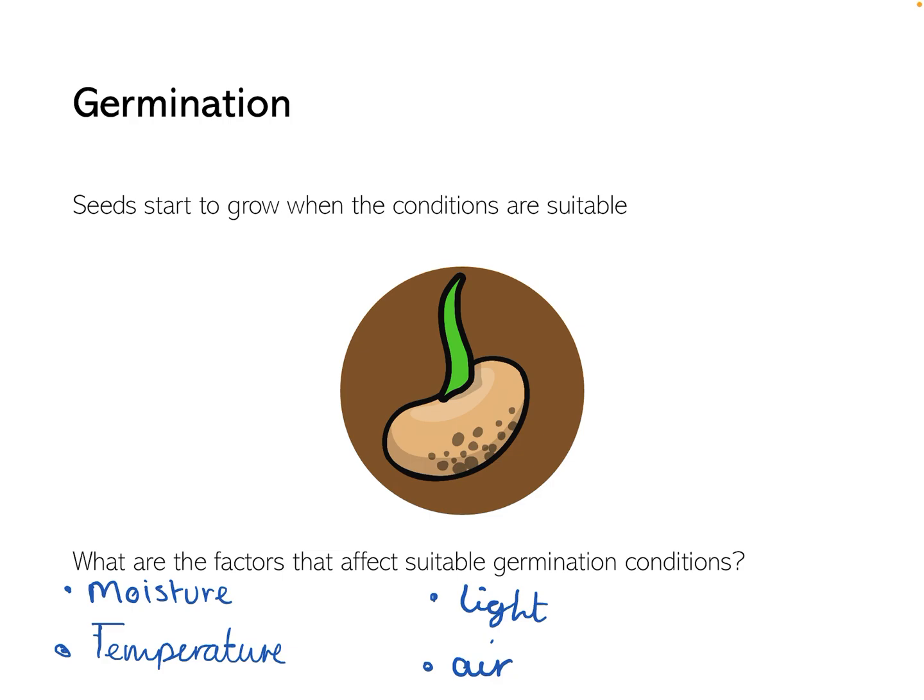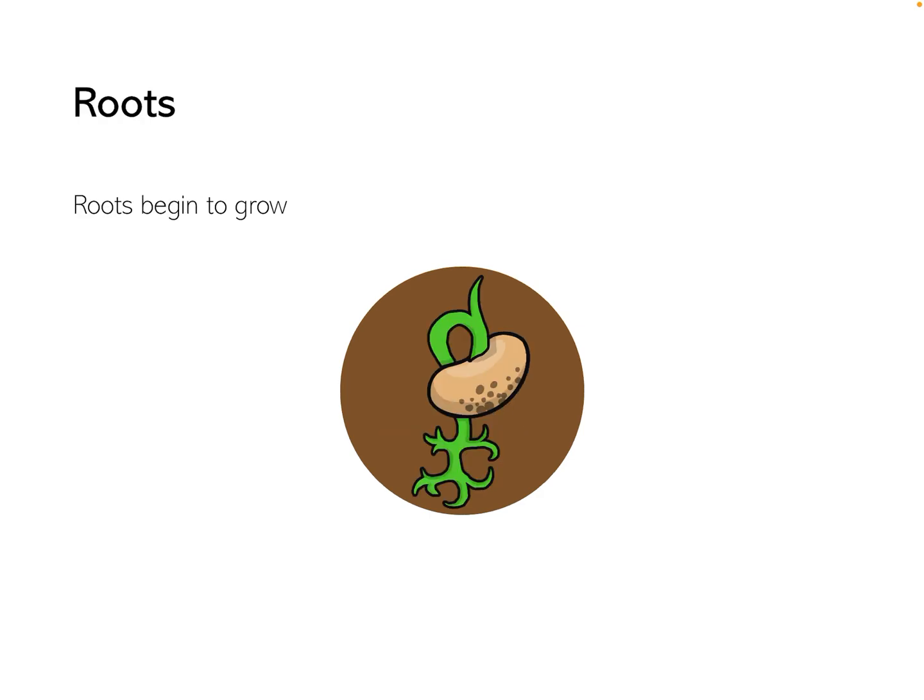Now, a seed, generally speaking, will need a certain amount of each of these. That differs from different seeds, because just like people, seeds are different. But generally speaking, we're going to need all 4 of these for the seeds to start to germinate. And that's when these little sprouts are starting to come out of the seed.